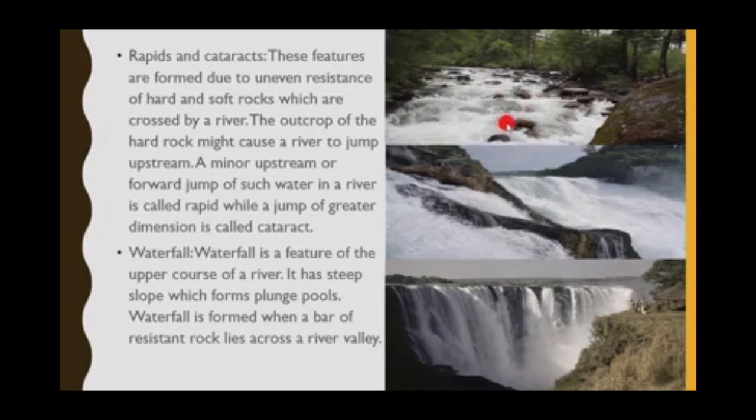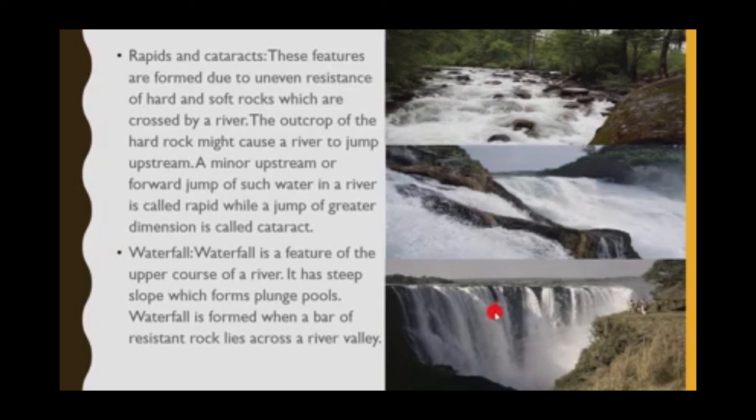Okay. Now, a minor upstream or forward jump, when the water jumps a bit higher or a bit further, like we have in this diagram, such is called a cataract. Now, a minor upstream or forward jump of such water in a river is called rapid, while a jump of greater dimension is called cataract.